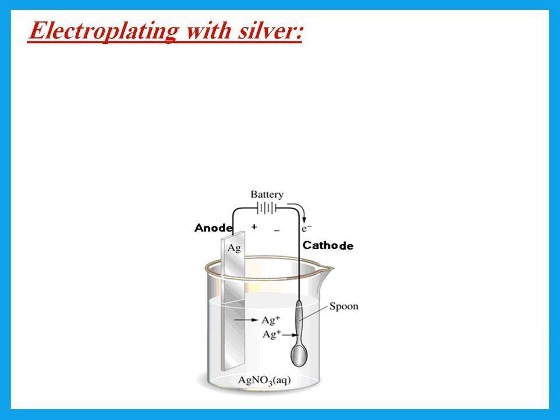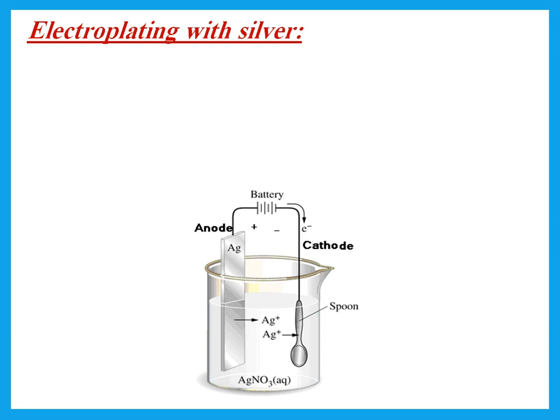So how do we do electroplating? I have to connect the spoon, or the object I'm trying to cover, to the negative end of the battery, because I want the metal ion to go to the spoon and the metal ion is positive. So the spoon must be negative.